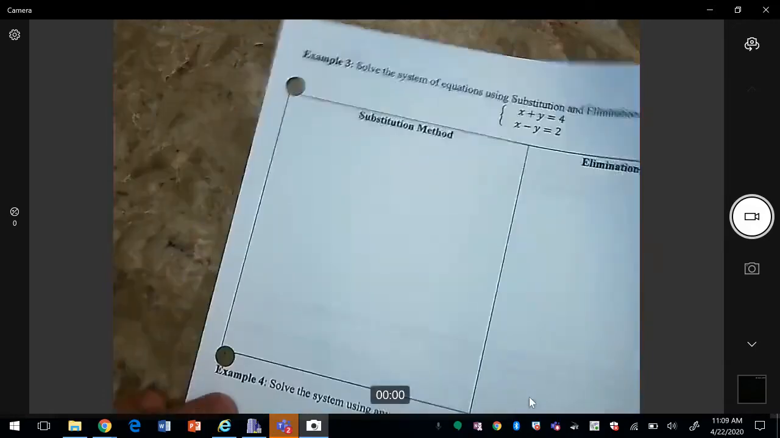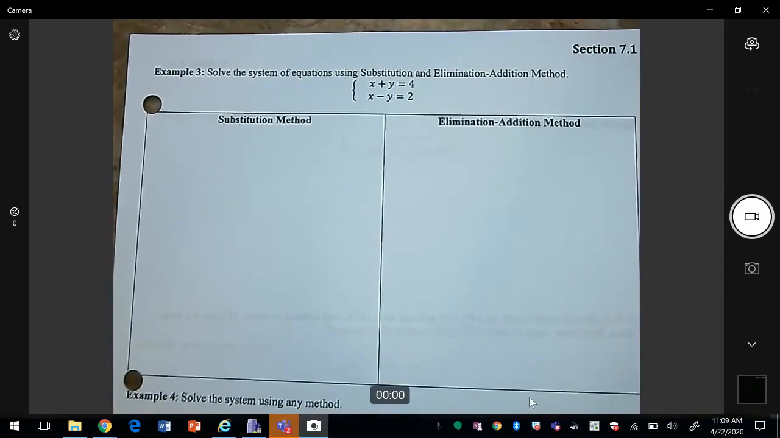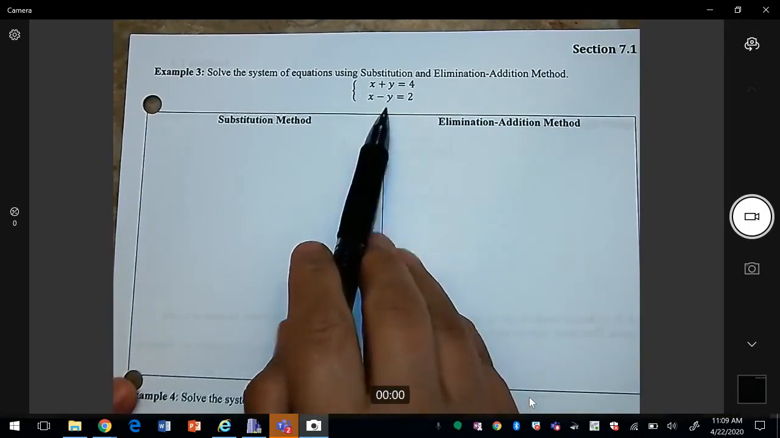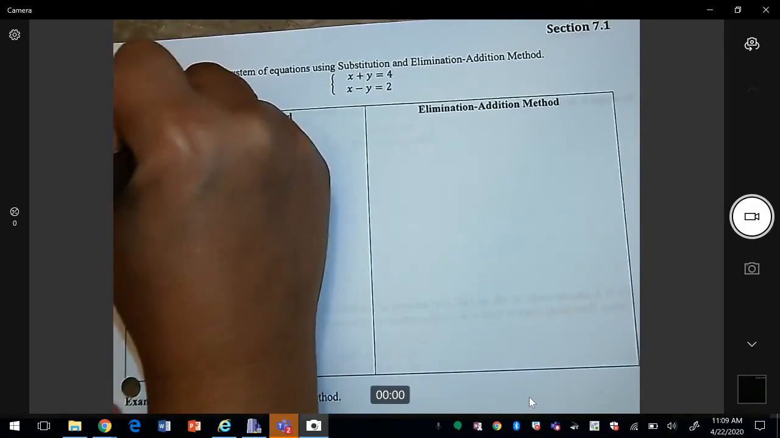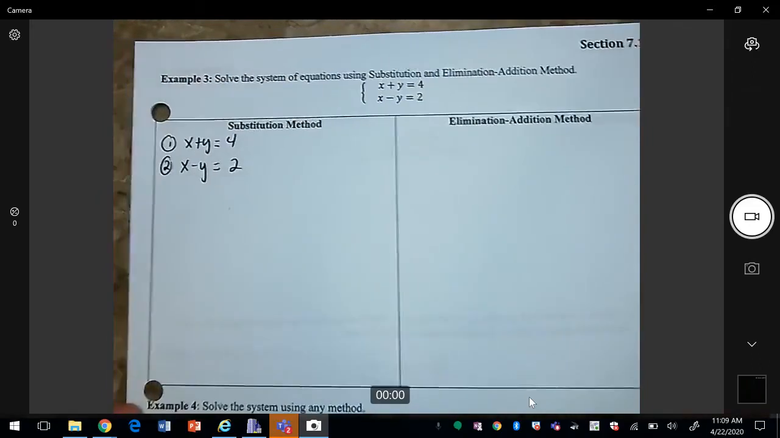Where we're going to look at two methods, substitution and elimination. And so I'm going to work the same example using both methods so that we can compare them. So here we have our system. I'm going to go ahead and write the equation in here. So we have our first equation, x plus y equals 4, and our second equation, x minus y equals 2.